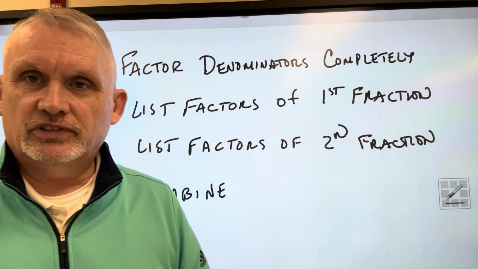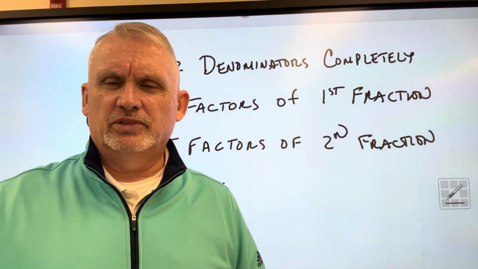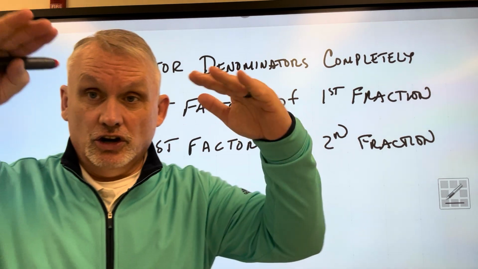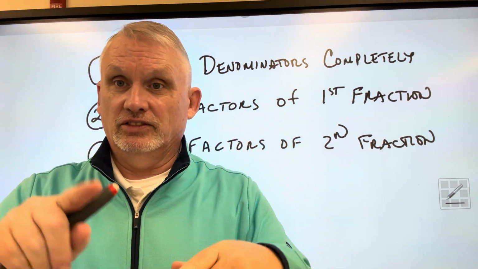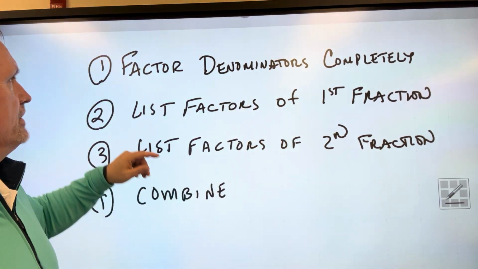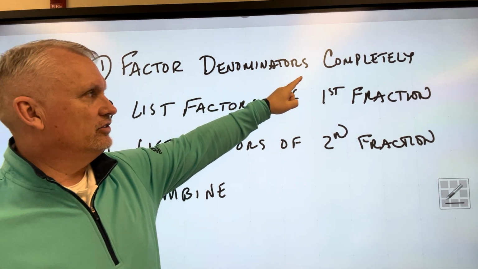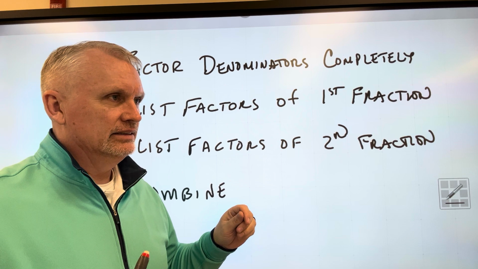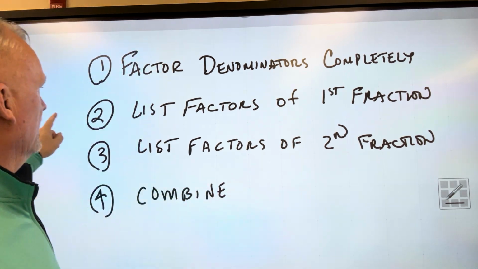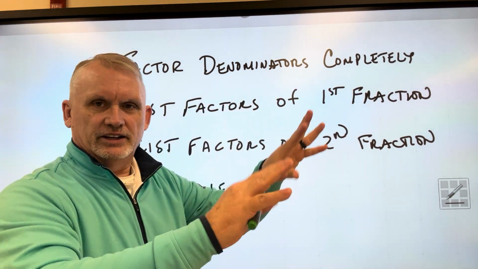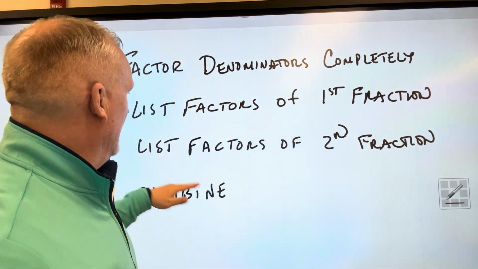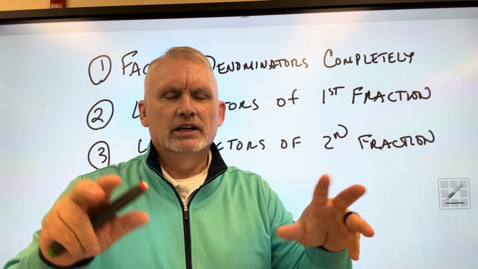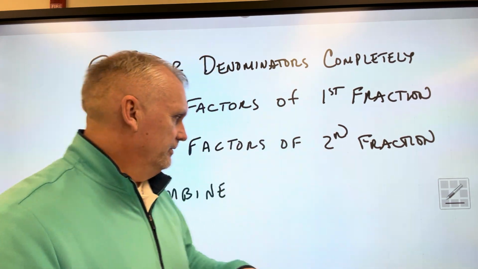Here are some steps. I'm going to talk through these steps, and I'm going to show you all the steps with different examples, so you'll be all good. First, factor the denominators completely. Then list the factors of the first fraction, so you're going to list everything out. And then you're going to list the factors of the second fraction, which you're going to see how we list all those out.